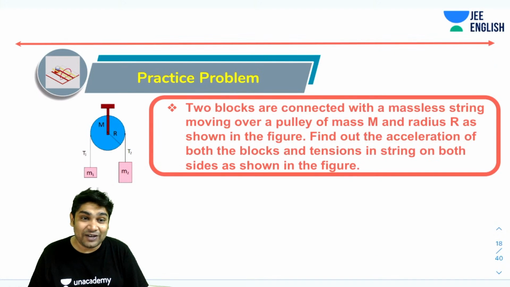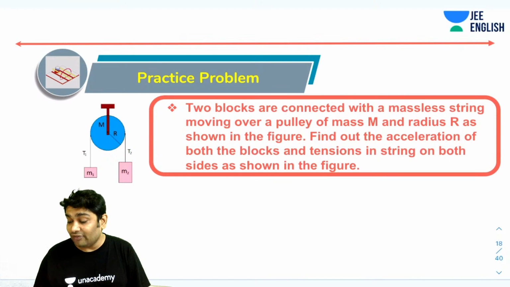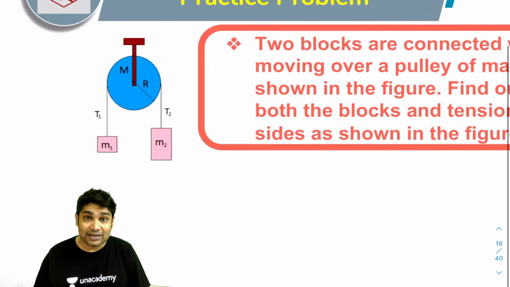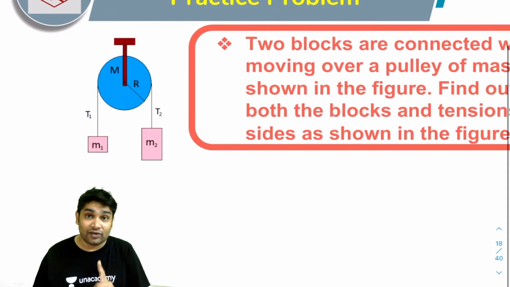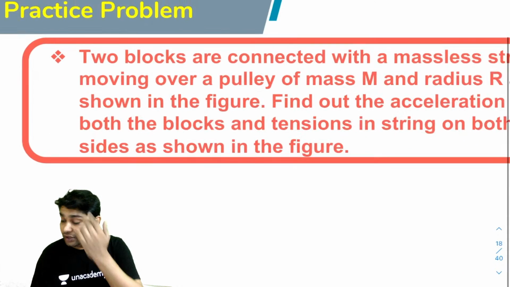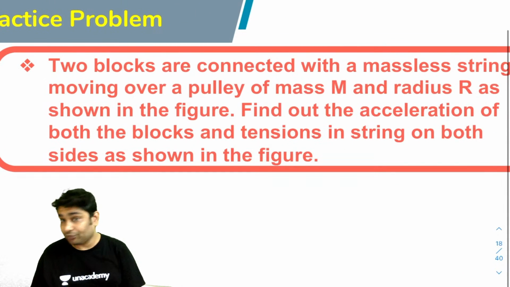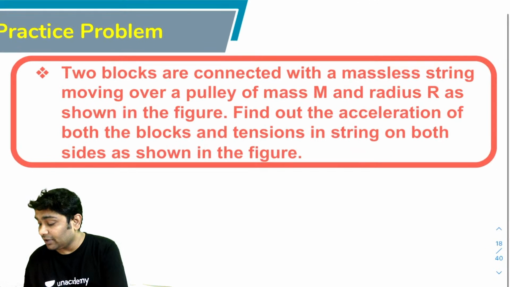So why don't we take an example? Here you've been told that two blocks are connected by a massless string moving over a pulley of mass capital M and radius capital R as shown in the figure. Find out the acceleration of the two blocks and the tensions in the two strings on both the sides as shown. So here you have a mass M1 and here you have a mass M2. Now note that in this kind of question, the string will not slip over the pulley. So it will be given that the string does not slip over the pulley.